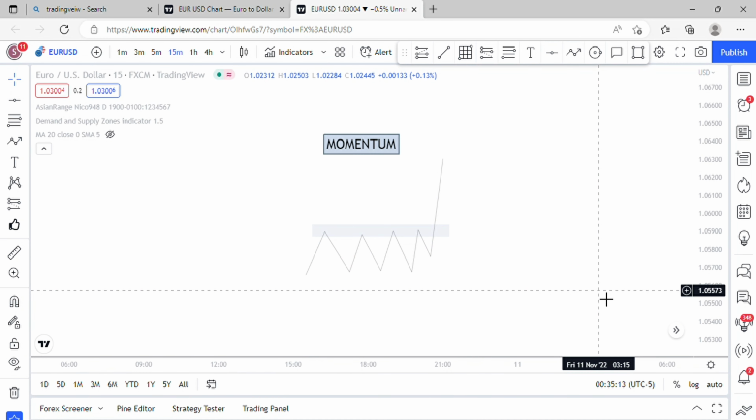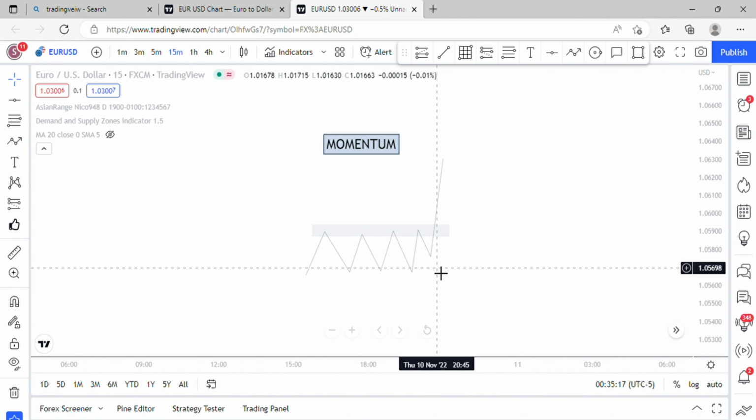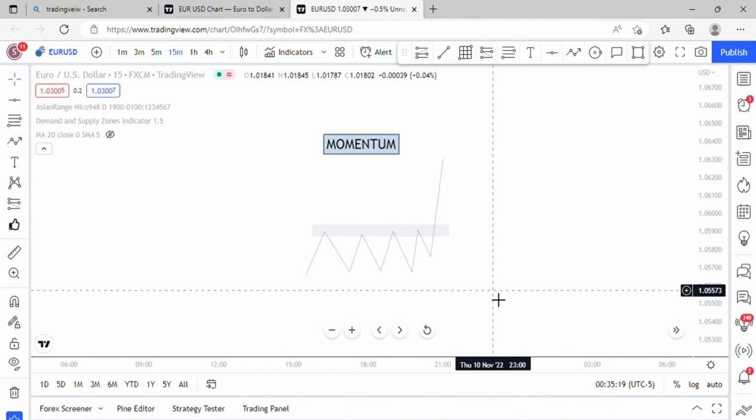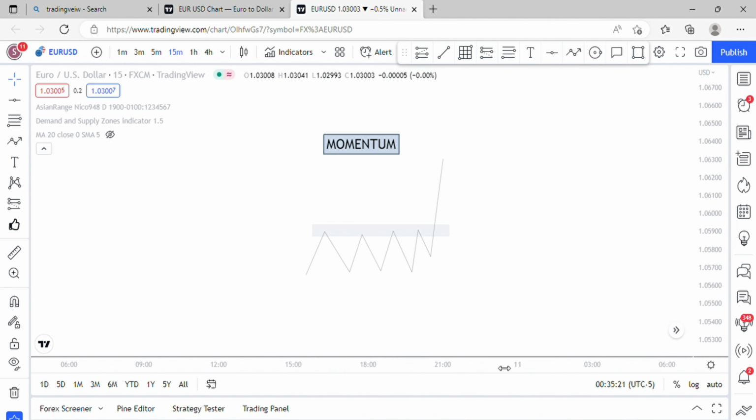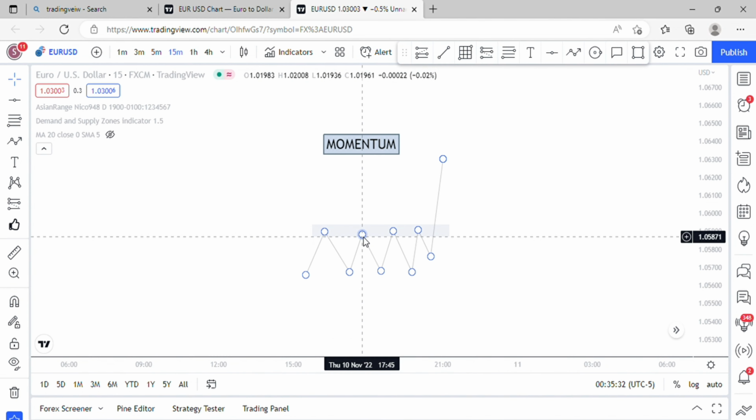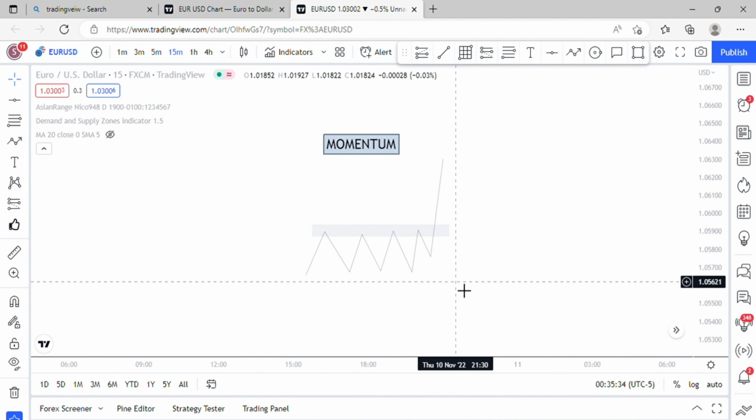So step number three is we have to wait for the market to break this resistance with a great momentum candle, which is an indication that the buyers are in the market. So we have to patiently wait for the resistance which we had picked and wait for the market to break the resistance with a great momentum candle.